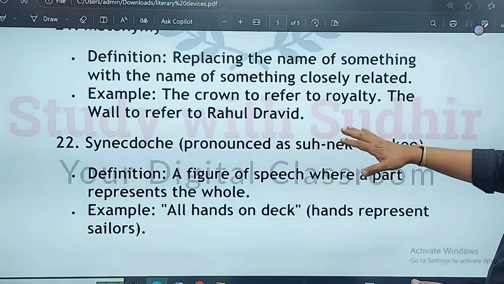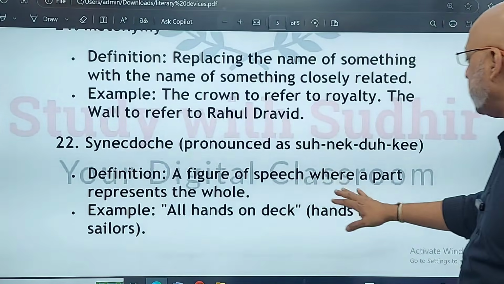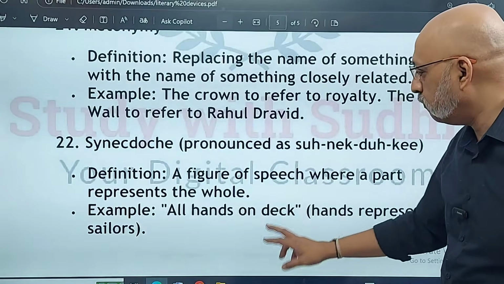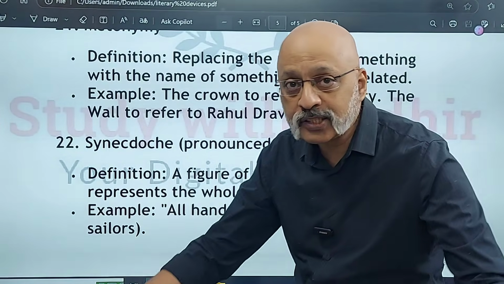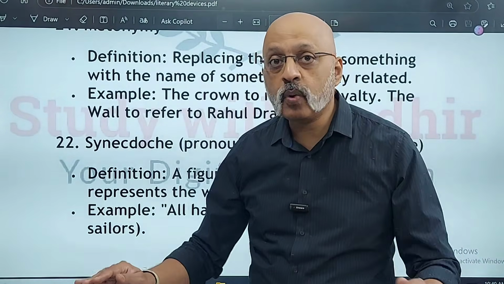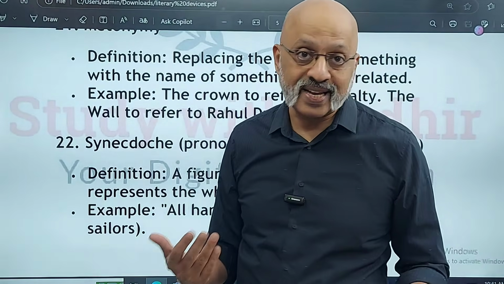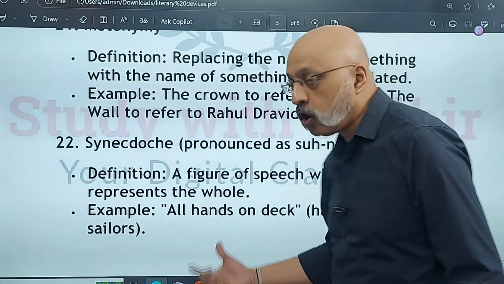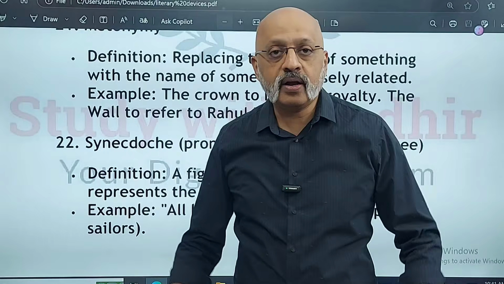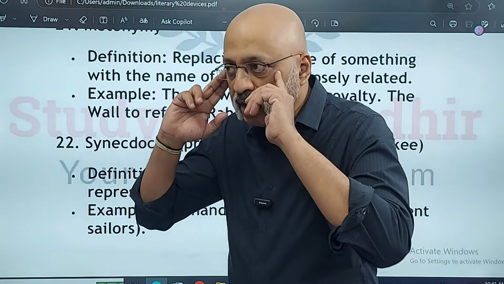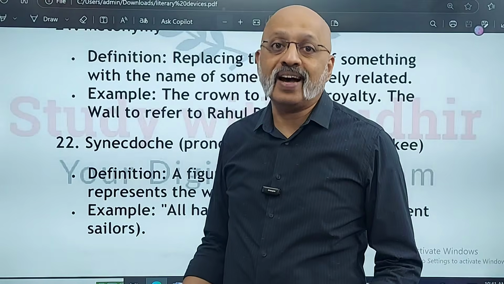Now this one, synecdoche. It is a figure of speech where a part represents the whole, like all hands on deck. Hands represents sailors. All hands on deck means that everyone needs to be at their job because the ship is about to set sail. It doesn't mean that only the hands will be there. It means the entire body, right? Sometimes you will refer to only the eyes, but it doesn't mean only the eyes. You're talking about the entire person.